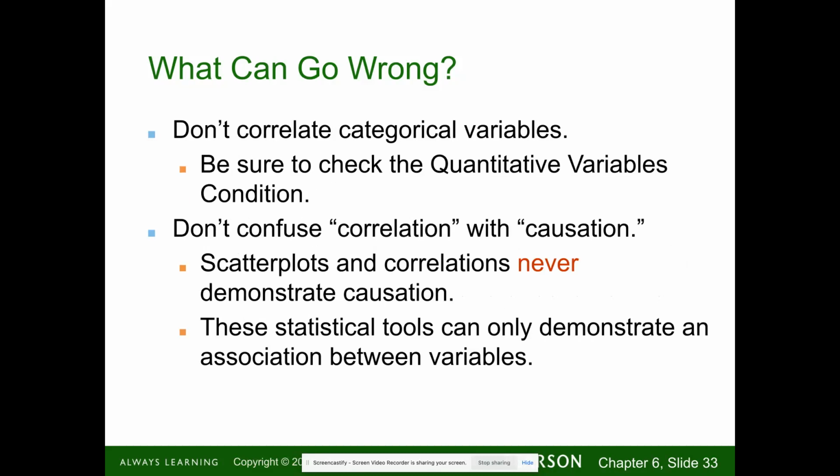Don't correlate categorical values. Make sure everything is quantitative, measurable. Don't confuse correlation with causation. Scatterplots and correlations never demonstrate causation. There's too much stuff in the big world to determine what causes what. These statistical tools can only demonstrate an association between two variables. Chocolate pudding may cure my headaches, but maybe I'm starving and I eat a little chocolate pudding and my headache goes away. Okay?